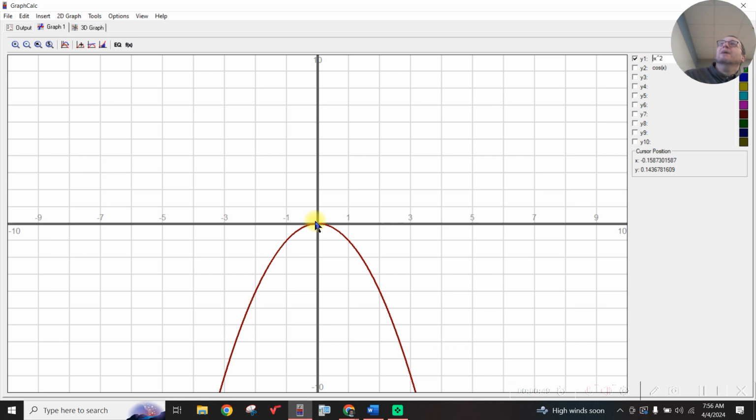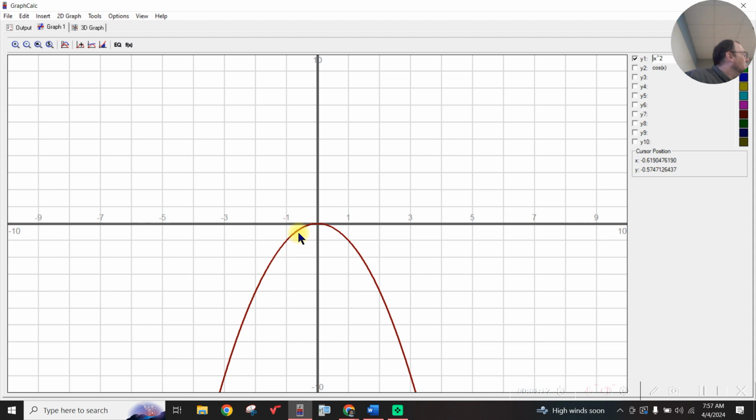Maximum. What is the function doing as we go from left to right, until it gets to the maximum? It's increasing. And then what's it doing after the maximum? Decreasing. So what does that have to do with derivatives? If a function is increasing, what's true about its derivative?